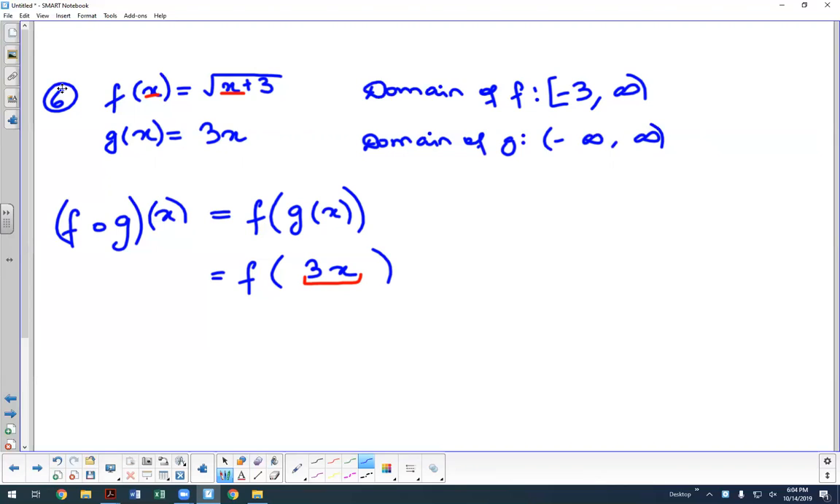Just like we had done in this first section of chapter 2 when we introduced the function notation. So when I rewrite my f function with 3x, what will I end up getting? Square root of 3x. Yeah, like I said, everywhere that you see x, you're replacing it with 3x. So this will actually become 3x plus 3, and this is our definition for the f of g function.